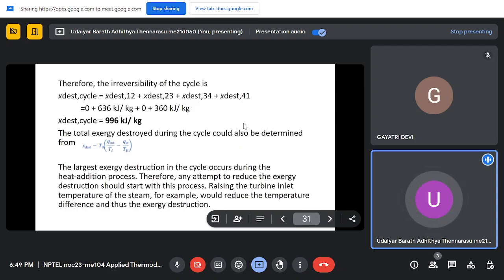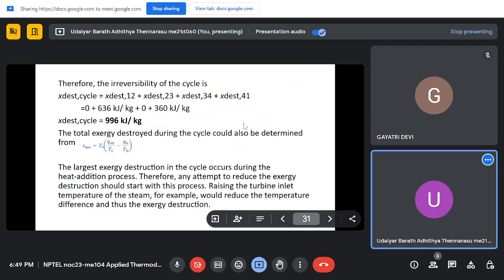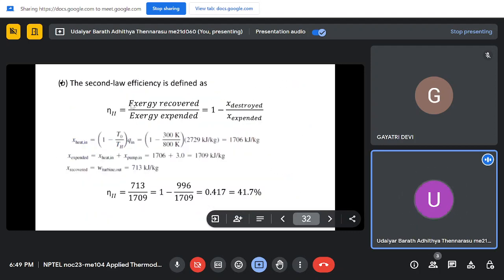And part B of the question was to find the second law efficiency, or the exergy efficiency. Second law efficiency is called exergy efficiency. It is defined as exergy recovered by exergy expended. Exergy recovered is what you get, and exergy expended is what you have spent on the process. So this is 1 minus the exergy destroyed by exergy expended.